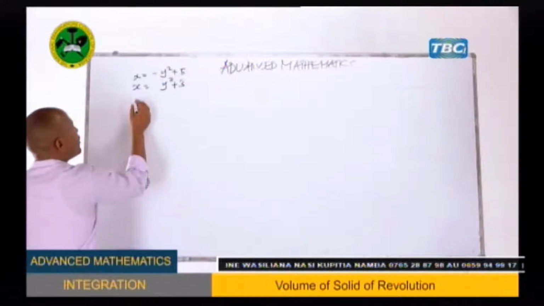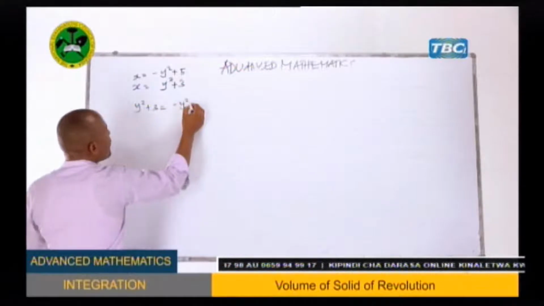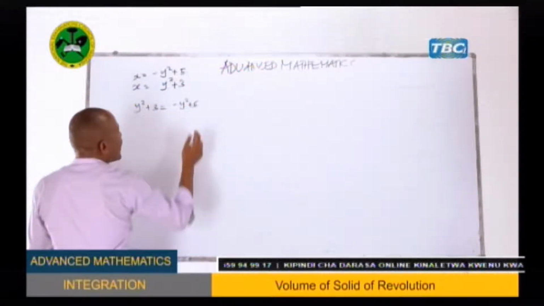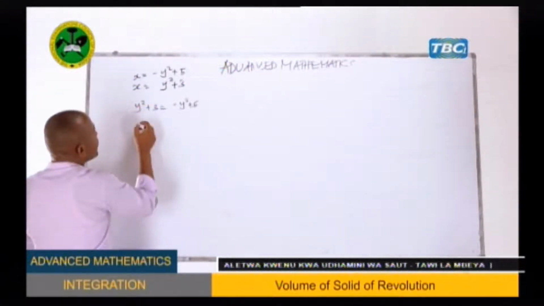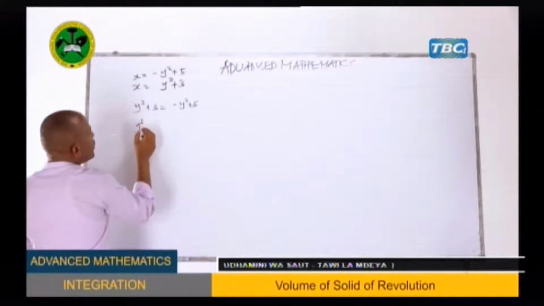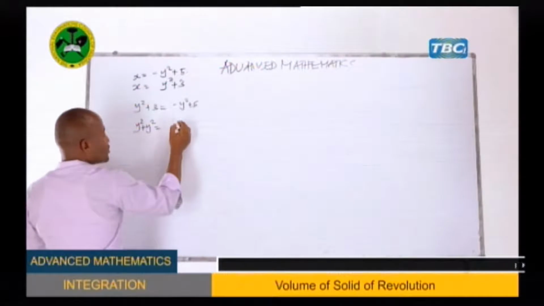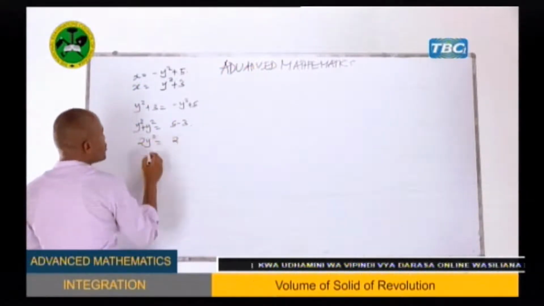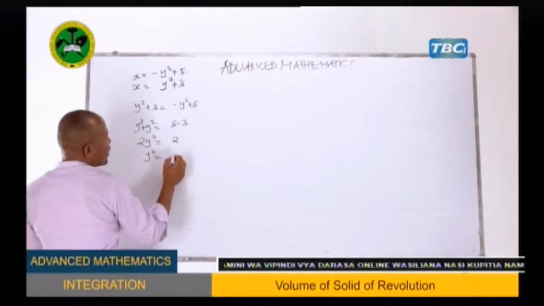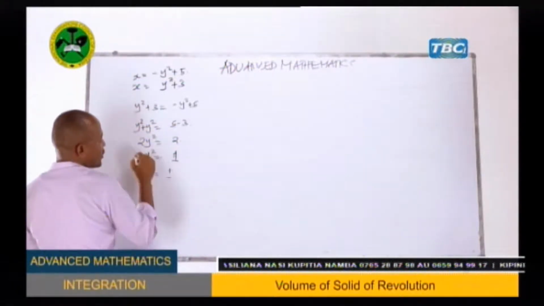We shall have y squared plus 3 equals negative y squared plus 5. If we collect like terms, we are going to have y squared plus y squared equals 5 minus 3, that is 2y squared equals 2. Dividing that, we are going to have y squared equals 1, and then y equals plus or minus, if you find the square root of that, 1.